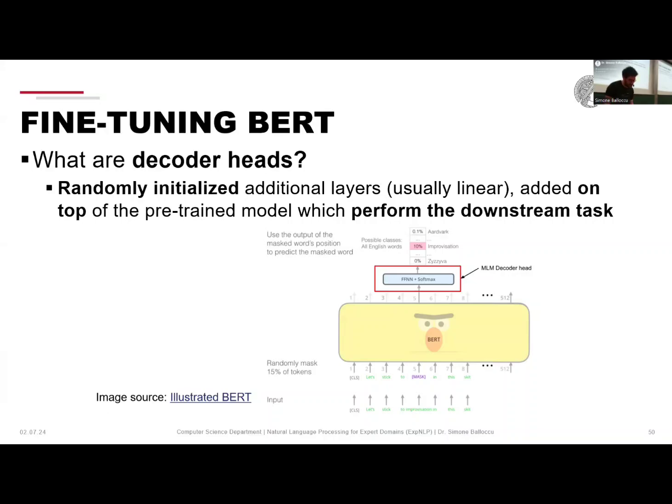So for example, you can see here, you have BERT. It is like, let's stick to improvisation in this skit. You mask the model, and this is a masked language modeling decoder head. So in a way, we were doing it already during pre-training. When we ask BERT to encode this, and then we put it through a softmax and predict what the mask token is, that's a decoder head. It's just finalizing a task. But don't worry if this is confusing, because we're going to see some of the most popular decoder heads.